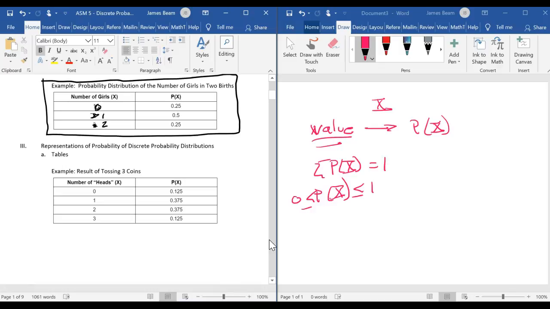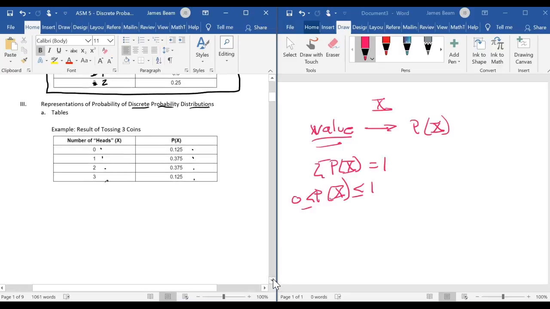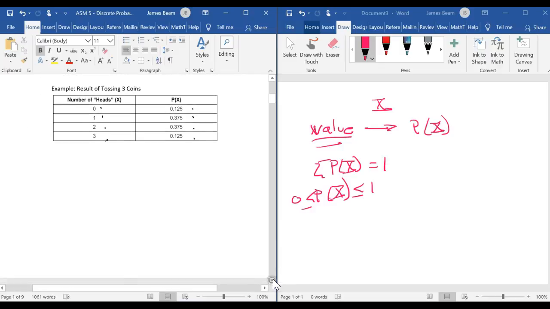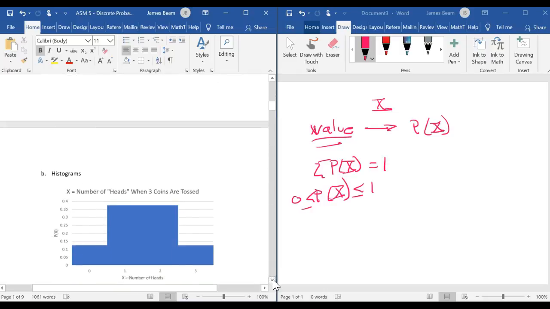All right, so we go into ways to represent probability distributions. This is like we just saw here. We flip 3 coins, and you can have 0, 1, 2, or 3 possible heads as the outcomes. These are the probabilities associated with that. So that's one way to describe it, using a table.